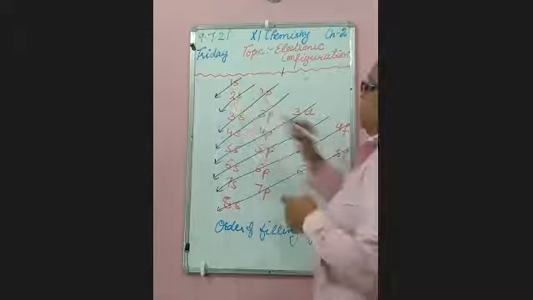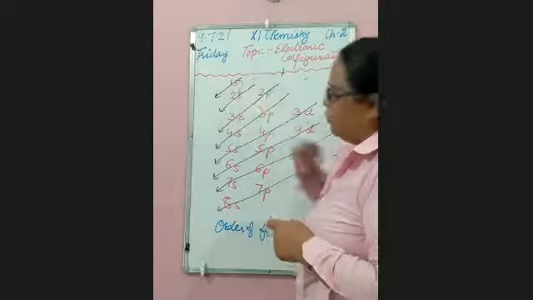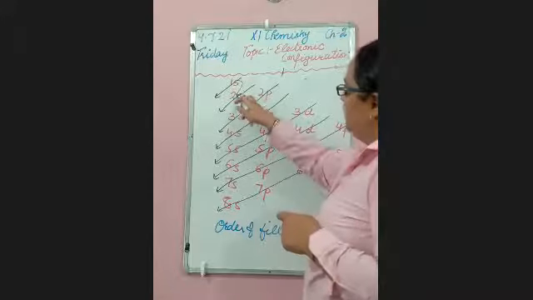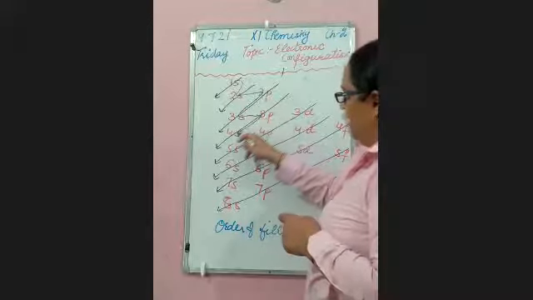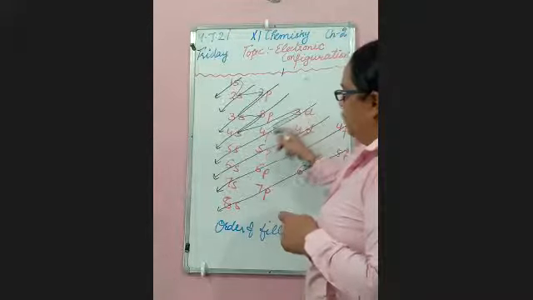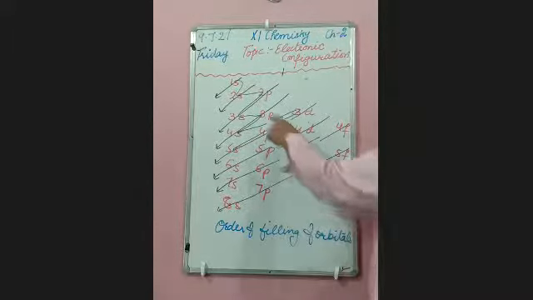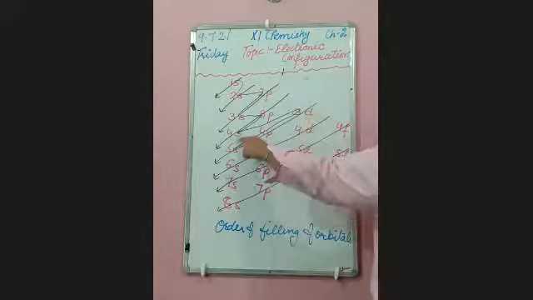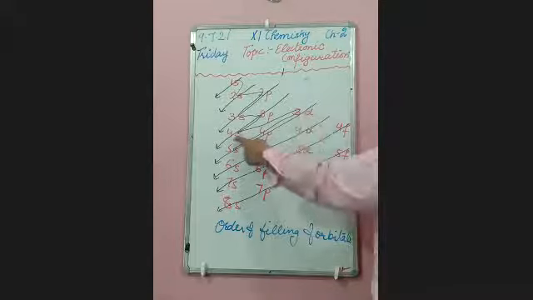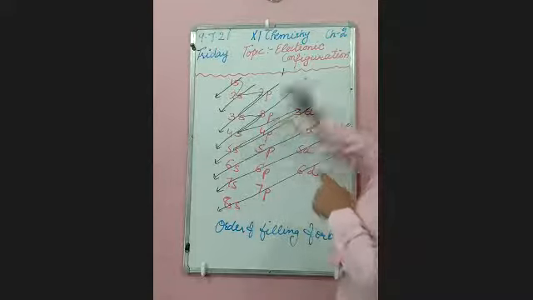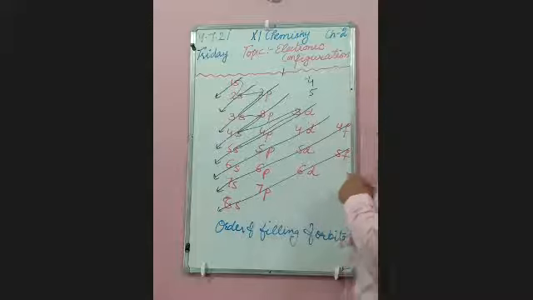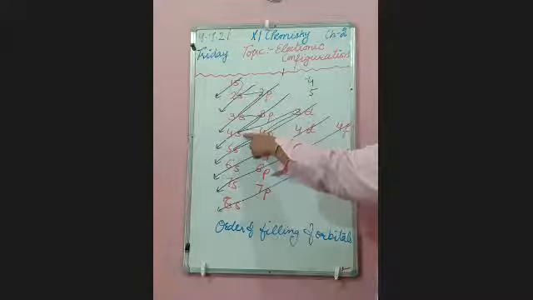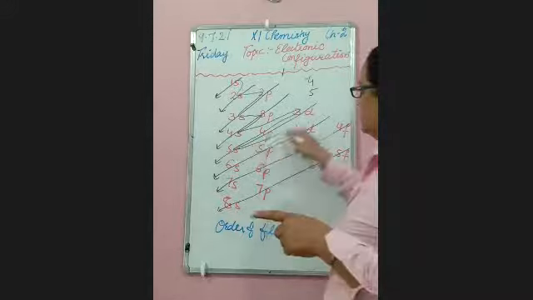See, first we will fill the 1s orbital. When it fills, then we move to the 2s orbital. When it fills, then we move to the 2p orbital, then 3s, 3p, 4s, 3d, 4p, 5s. Have you seen, before 3d we are filling 4s, because when you calculate n plus l, for 4s, n plus l is 4, and for 3d, n plus l is 5. That's why 4s is filled first.